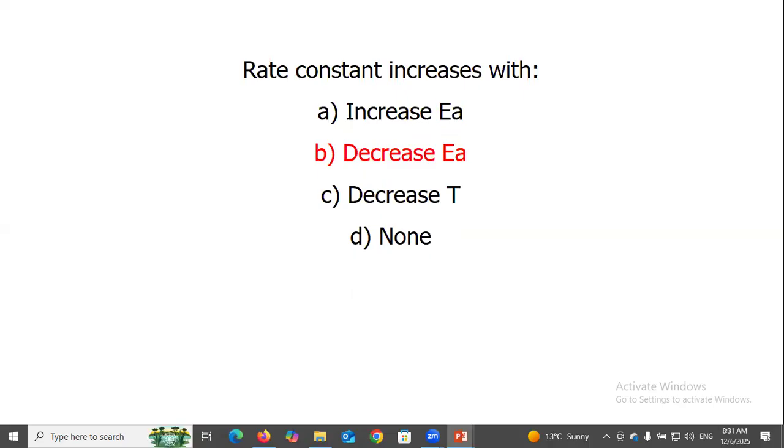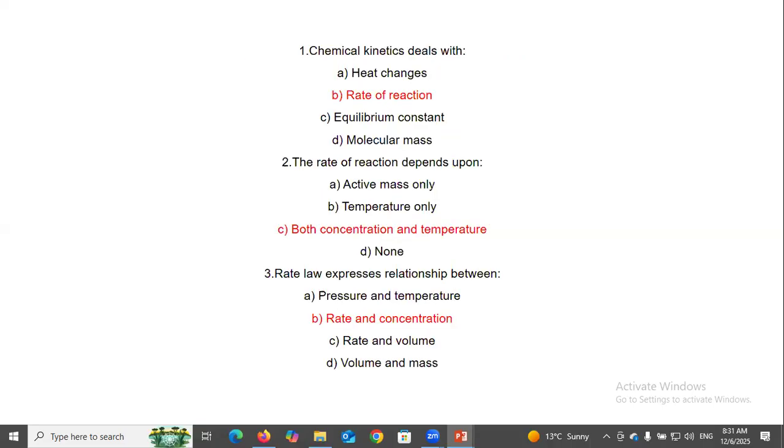Rate constant increases with: increase in activation energy Ea, decrease in activation energy Ea, decrease in temperature, none. Correct option is option B, decrease in activation energy. Chemical kinetics deals with heat change, rate of reaction, equilibrium constant, molecular mass. Correct option is option B, rate of reaction.